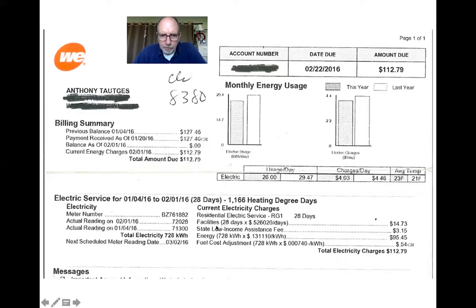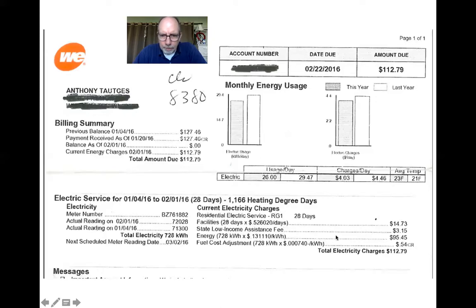Now here's what they're charging me for. A facilities charge. I have no idea what that is. State low income. Okay, I'm okay with that. Here, energy, 728 kilowatt hours times the charge per kilowatt hour. It's about point, they should surround that with a zero, right? $0.131110, or about 13 cents per kilowatt hour. So for the energy that I used, 728 times that was $95.45. That was the fee for the electricity that I used. And then fuel cost adjustment, I don't know what that is. So the total bill was that.